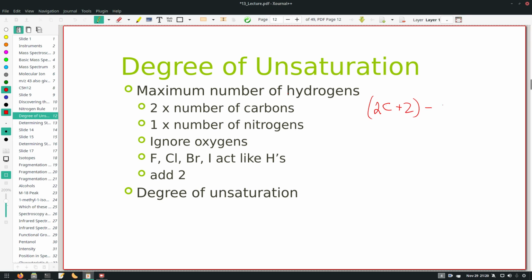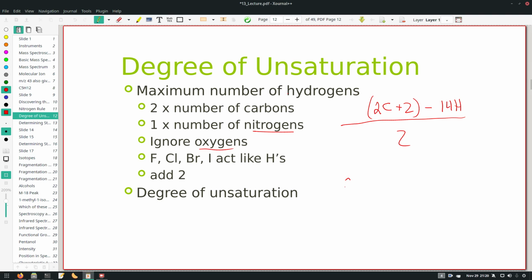Then you subtract the number of hydrogens, and you divide that by 2. Well, we need to add to our carbons and hydrogens. We need to add oxygens and nitrogens, and then all of our halogens. And the formula just ever so slightly changes.